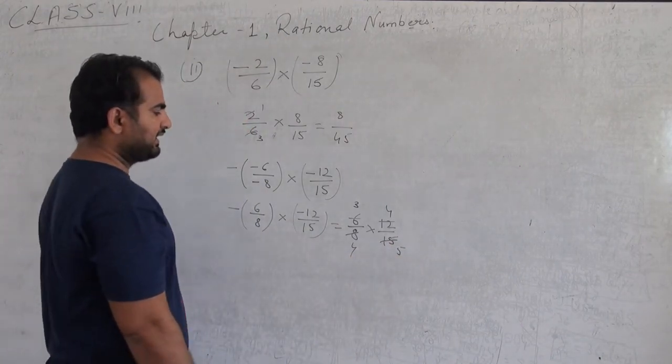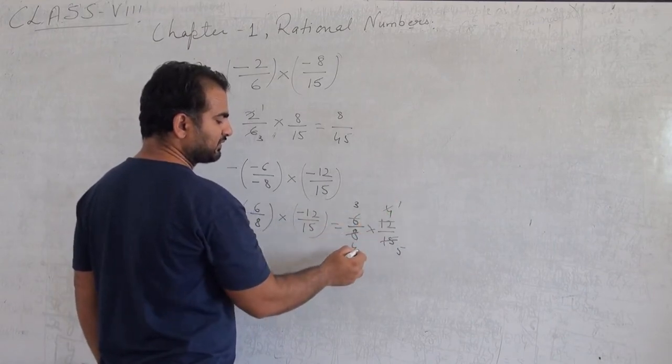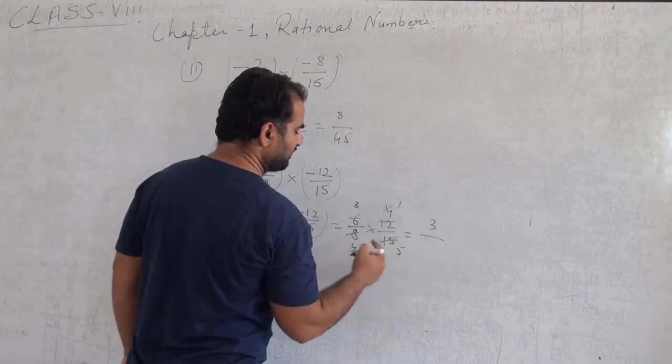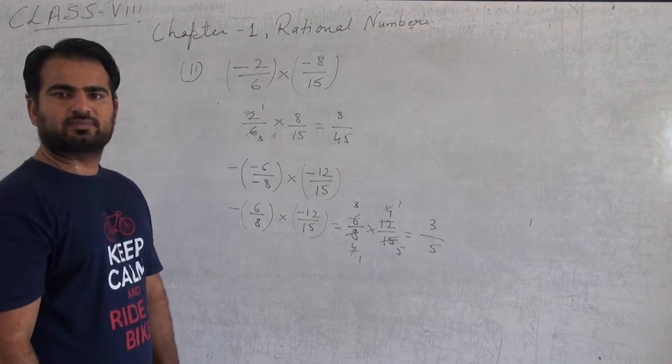Done. Next, what we can do is we can divide this 4 by this 4. So 4 ones are 4 and 4 ones are 4. The answer will be 3 ones are 3 upon 5 ones are 5. This will be our final answer.